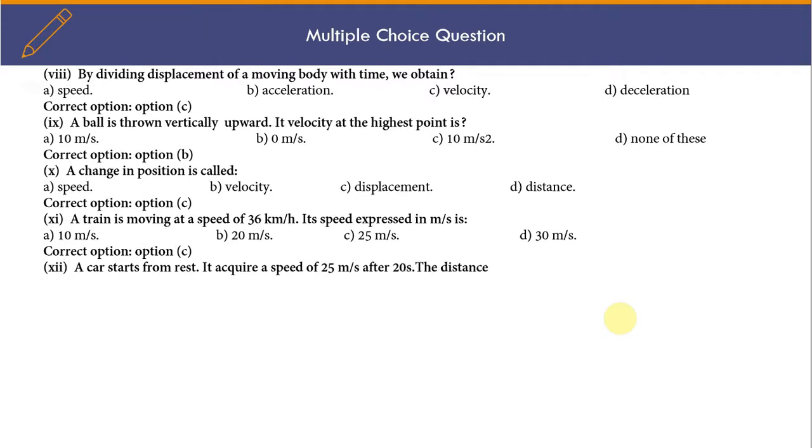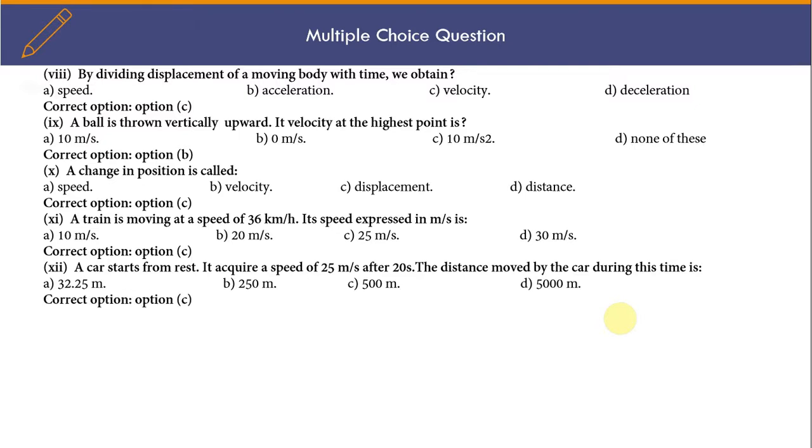Number 12. A car starts from rest. It acquires a speed of 25 meter per second after 20 seconds. The distance moved by the car during this time is A 32.25 meter, B 250 meter, C 500 meter, or D 5000 meter. So the correct option is option C. यहाँ पे हम सिंपल फॉर्मूला लगाएंगे S is equal to V into T and we will get the distance 25 multiplied by 20.